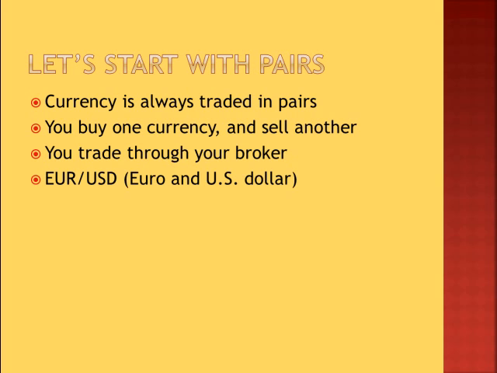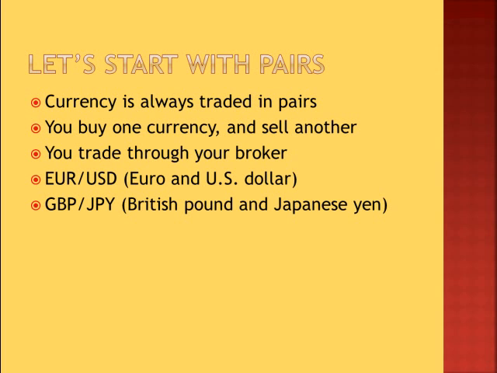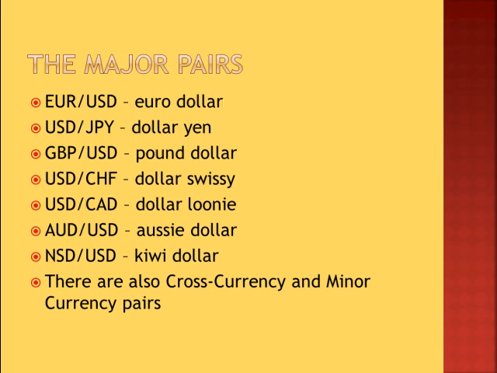The euro and US dollar is an example of a pair and how you will see it written: EUR and USD for euro, US dollar. Another pair is the Great British Pound and the Japanese yen. That is exactly how you'll see them. Let's go ahead and take a look at the major pairs.